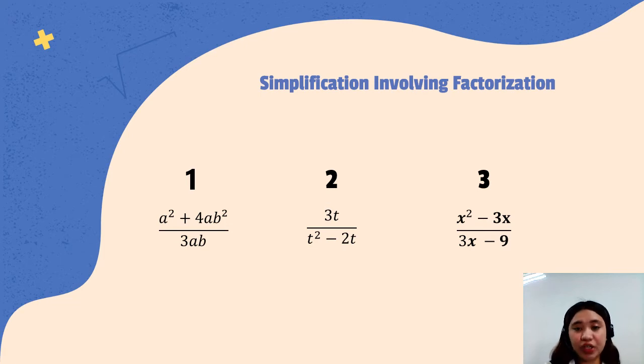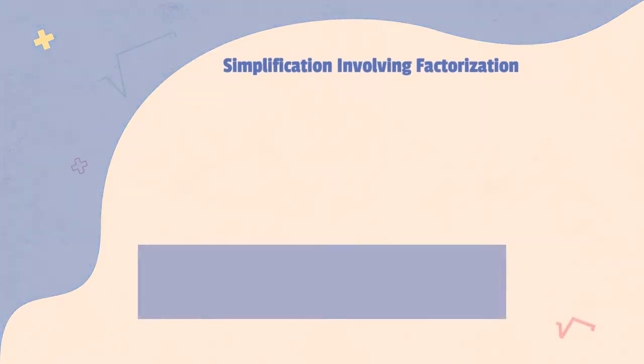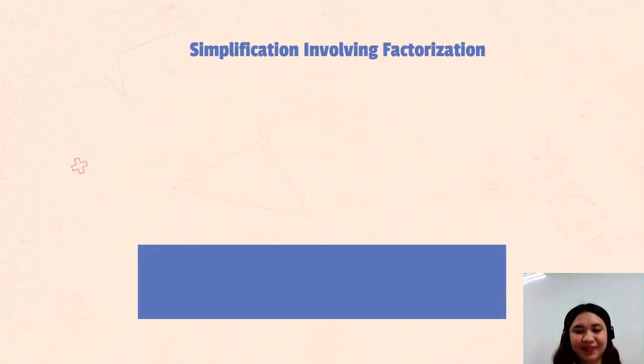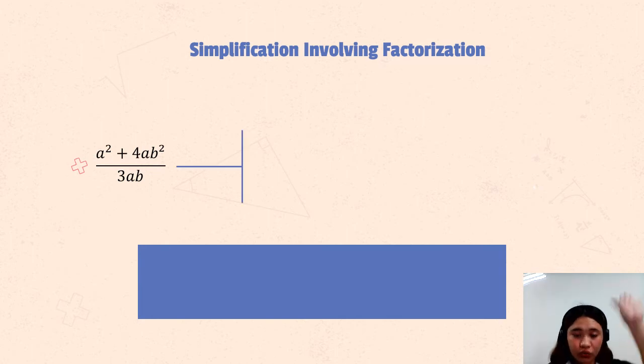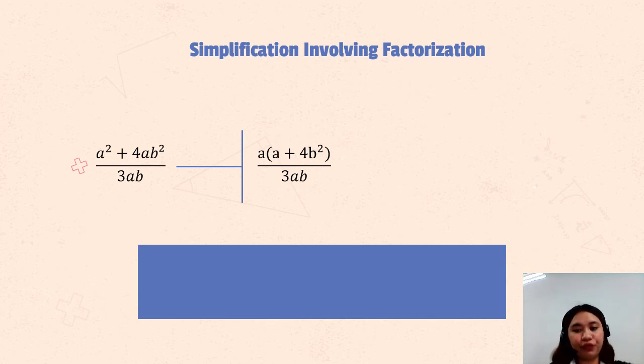Now, let's proceed on how to simplify algebraic fractions, or simplification involving factorization. So, we have the first example, which is a squared plus 4ab squared all over 3ab. Wherein the numerator, or the upper part, we look for the common factor of the first term and the second term.